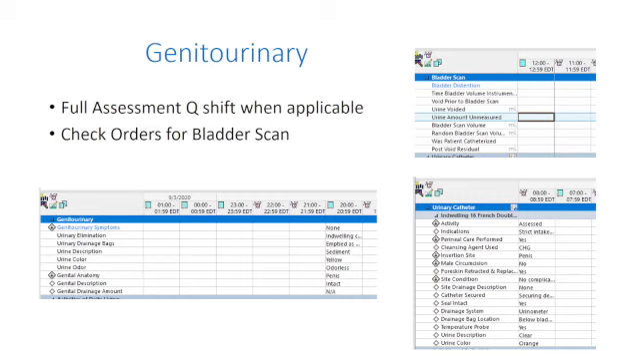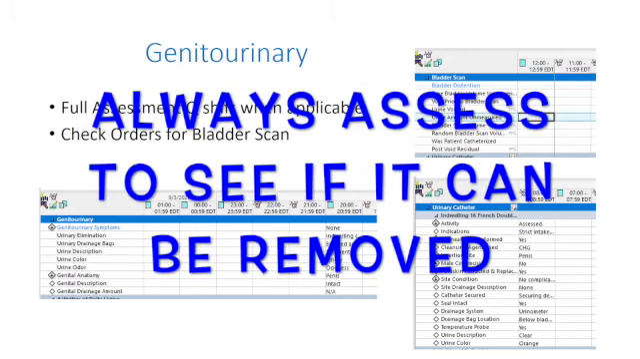GU, you're going to perform a full assessment and documentation at 8 o'clock. These things include, does your patient have a Foley? Are they voiding? The description of the urine, genital anatomy, is the patient circumcised or not? Things of that nature. In regards to the urinary catheter, if your patient does have a catheter, please make sure to go ahead and assess it.